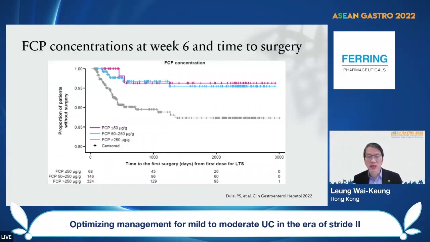So this same study also looked at fecal calprotectin at week 6 after induction therapy. If you can have fecal calprotectin level less than 250, the chance of having surgery is much less likely when compared to if you do not achieve fecal calprotectin of less than 250 at the end of week 6 after biologics. So at week 6, 250 seems to be a reasonable cutoff point for fecal calprotectin to predict future better prognosis.